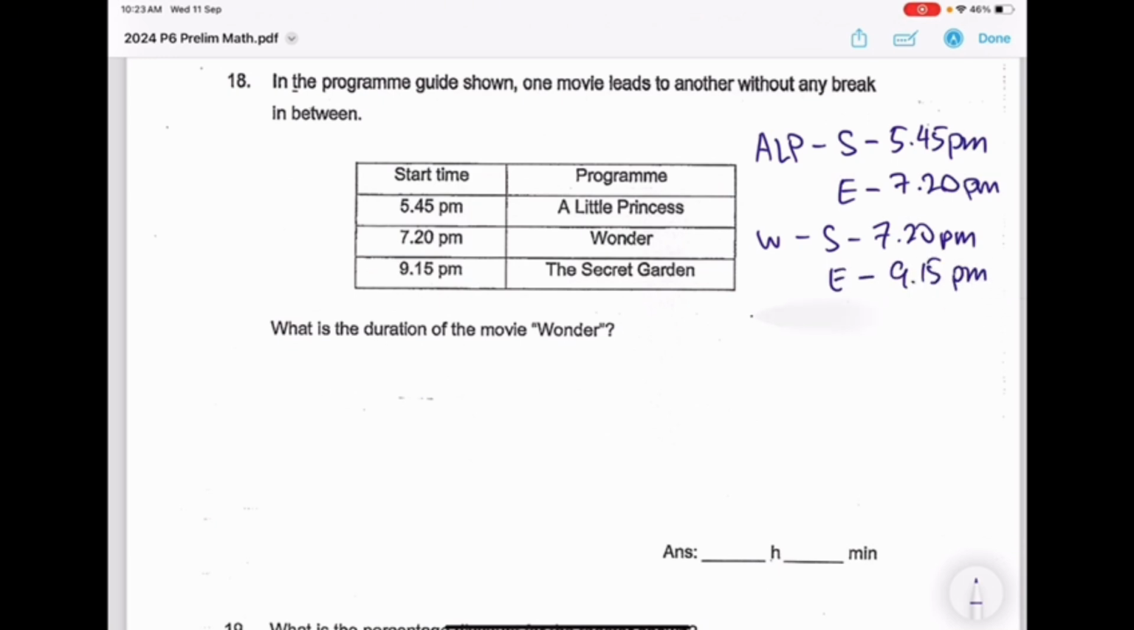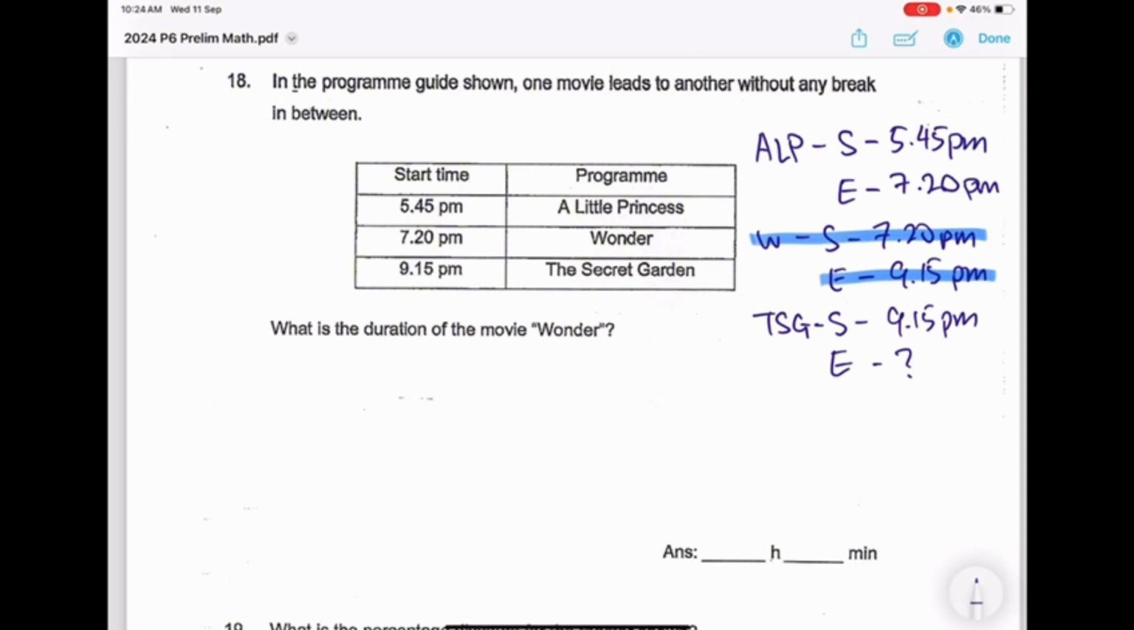And of course, the Secret Garden starts at 9:15 p.m. but we do not know what time it ends. So this is the information we got out of this table shown. Now let's look at the question. What is the duration of the movie Wonder? So immediately I want to fix my eyes on only Wonder.